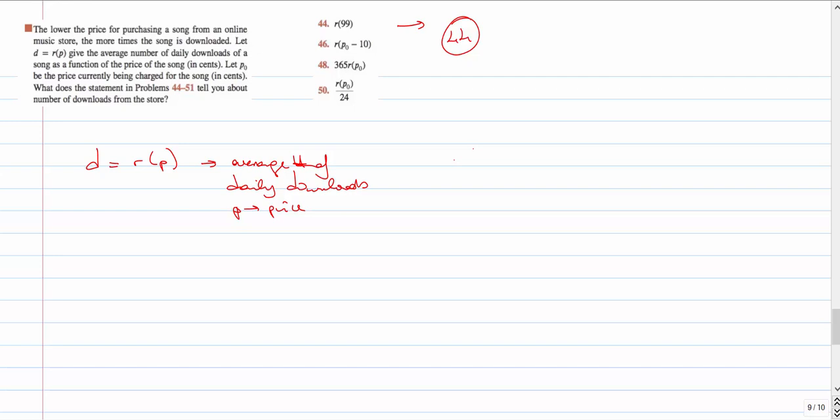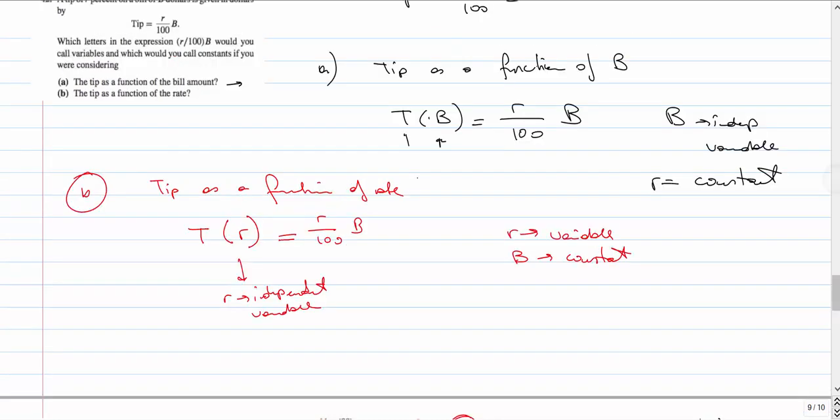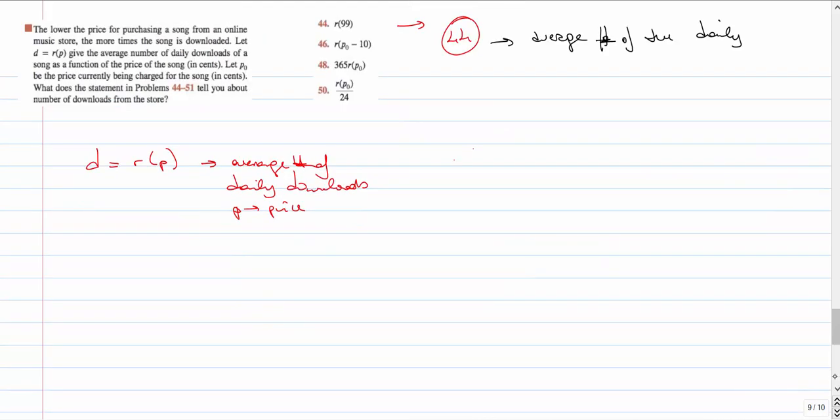R of 99 gives the average number of daily downloads in a day at a price of 99 cents per song.